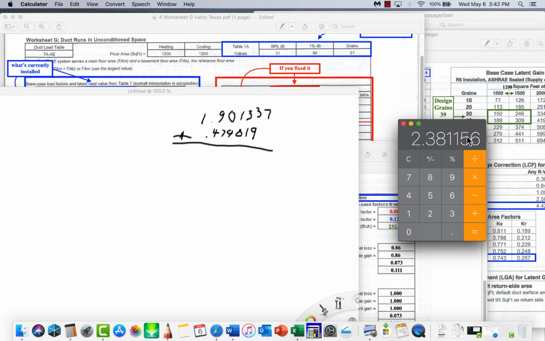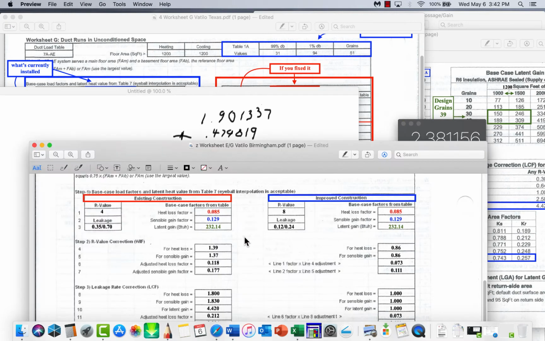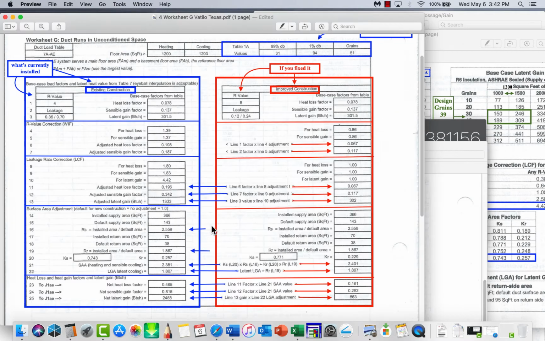2.38. You could round that up, and that'd round that one up. This is not going to round up, so 2.381. That's what we're looking at right there. Let's go back and see 2.381. There you have it. So that's how they came up with that value right there. So there you go. So we're going to do that on both of these for R's now.